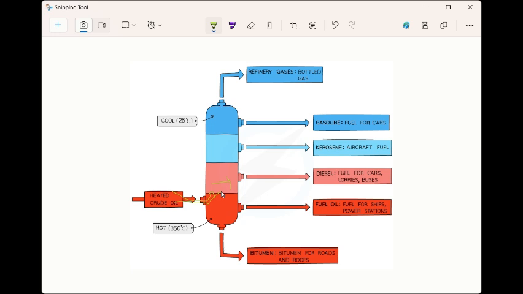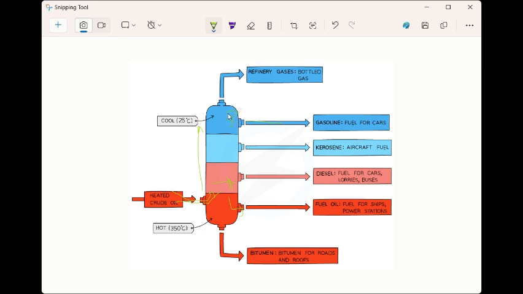The main feature you need to know is as you go up this column, it gets colder and colder. So the ones with a higher boiling point will condense first. So these over here, like diesel, fuel oil, they all condense first. The ones with the low boiling points will condense higher up and get piped off. So fuel oil, for example, these ones will be at the bottom because again they have a high boiling point. The ones with low boiling points will be higher and higher.